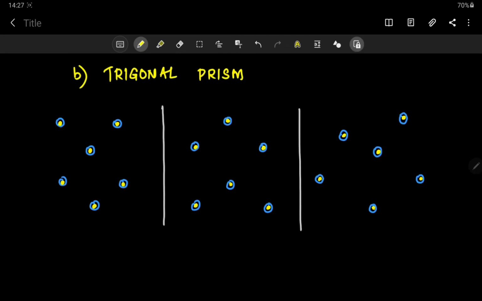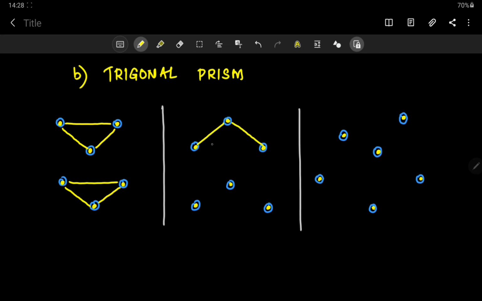The next one being the trigonal prism. 3 different orientations are shown, and in every case I have taken 2 triangular units, and these 2 triangular units must be drawn in such a way that they are eclipsed to one another. This is one triangular unit where the coordinate is towards you. A second triangular unit, again the coordinate is towards you, hence both are eclipsed.